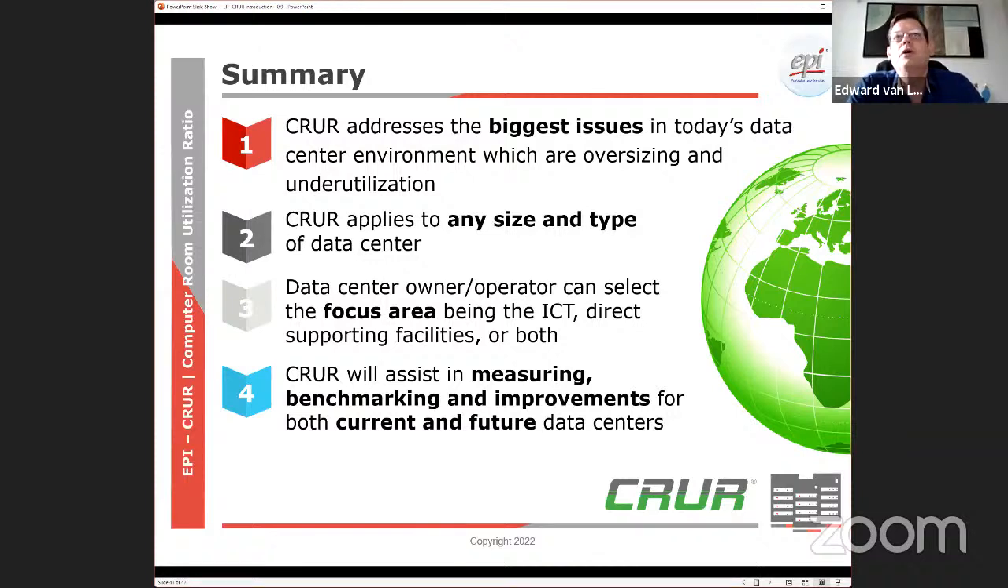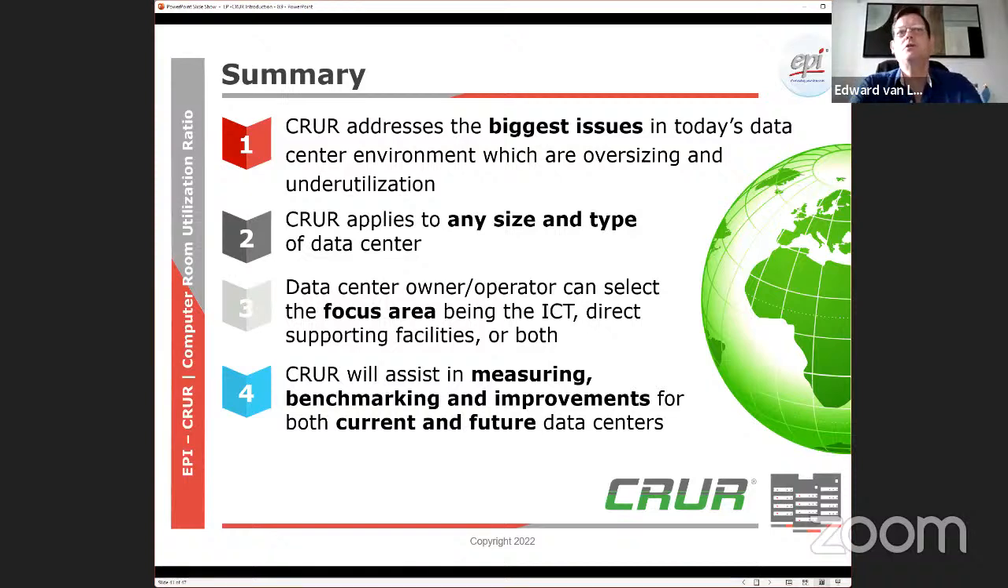So data center operators and owners can have a look at the CRUR to look at ICT direct supporting facility. To be honest with you, if you are looking at the CRUR, our recommendation is to start with facility, because that is more static and a little bit easier to implement than, for example, the ICT level, which often requires the use of a variety of network management and application management tools.